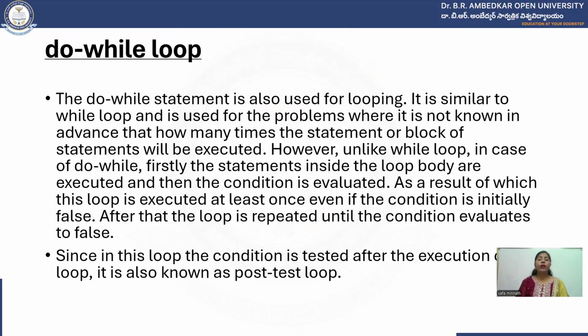The while loop is used for problems where it is known in advance how many times the statement or block of statements will be executed. However, unlike the while loop, in the do while loop, the statements inside the loop body are executed first and then the condition is evaluated. As a result, this loop is executed at least once, even if the condition is initially false. I will explain the do while loop in the next video.